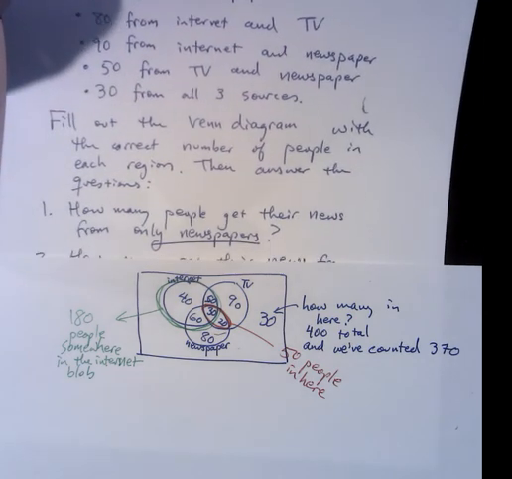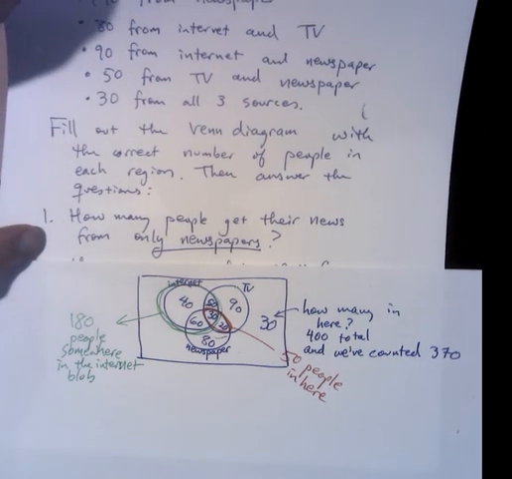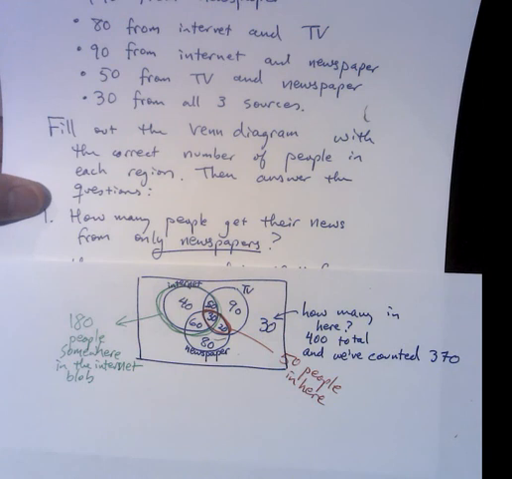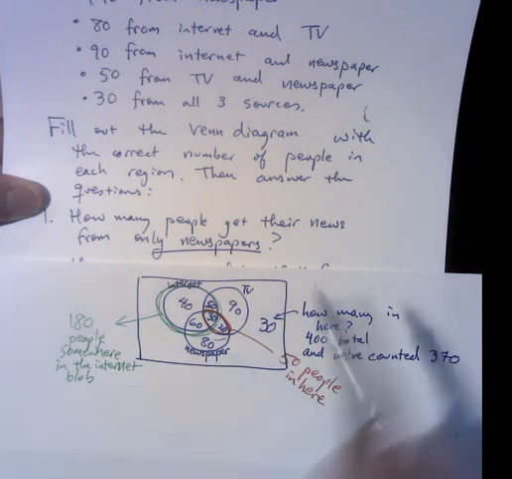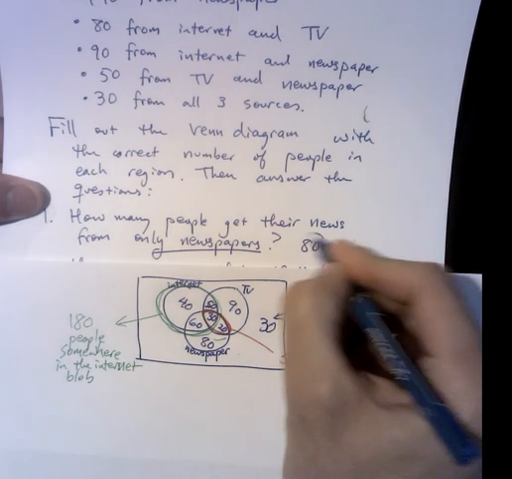So, how many people get their news from only newspapers? Where in the Venn diagram can I find that? I can find that answer in the part of the newspaper blob that doesn't overlap with any of the others. 80 people right there. These 80 people are in the newspaper group, but they're not in the TV or the internet group. So 80 people are getting their news from only newspapers.